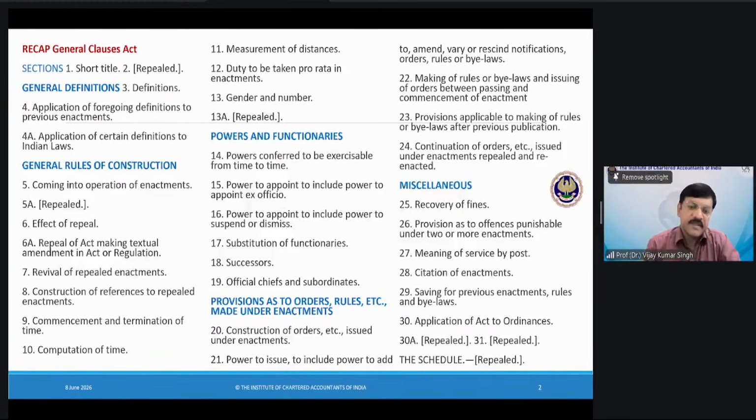I'm sure by now you are clear with those questions. But if you have a specific question at this point in time, I will be happy to address and answer it before I proceed with interpretation of the statutes. If you have any question with reference to the General Clauses Act, please feel free to ask me. Any point, any clarification you would like to know on the General Clauses Act.